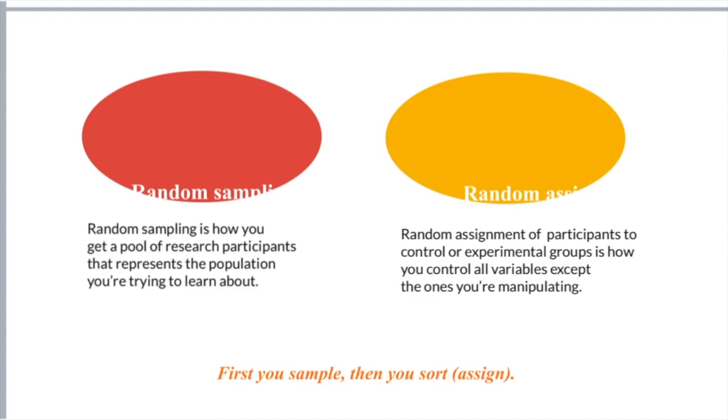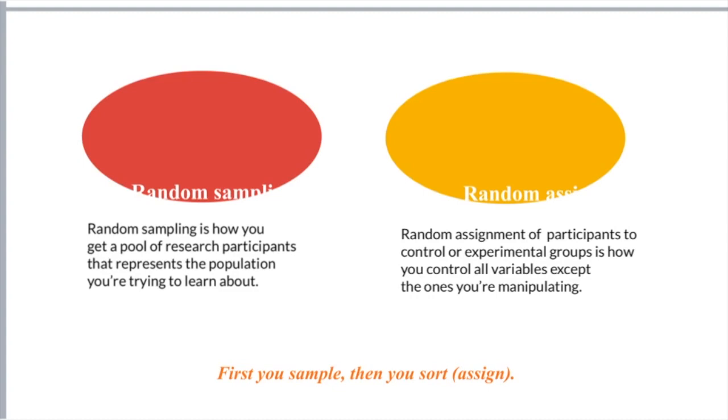So when we're talking about experiments, we already referenced random sampling, but we need to recognize how it fits into our understanding of performing a psychological experiment. Random sampling is how you get a pool of research participants that represents the population that you're trying to learn about. We talked about men. If we're looking at traits in all men, we have to get men of all different backgrounds, ethnicities, religions, classes, all of the men to get a representative population, and that's done through random sampling.